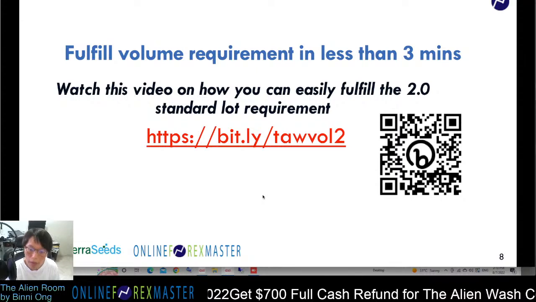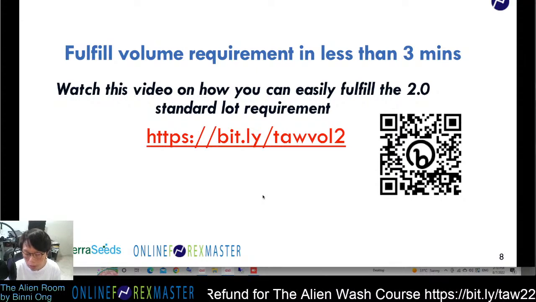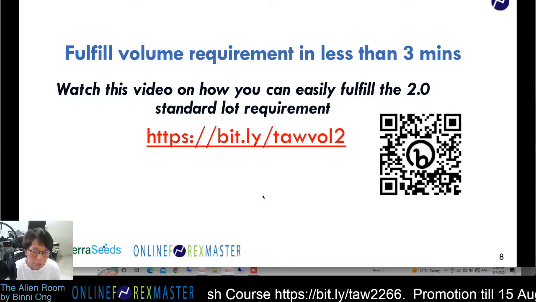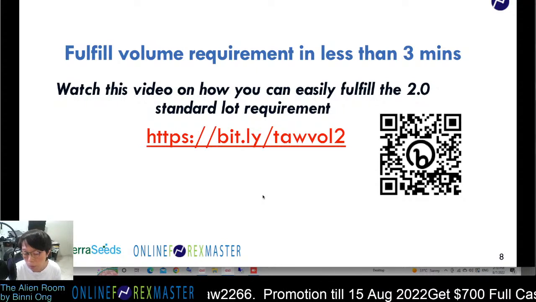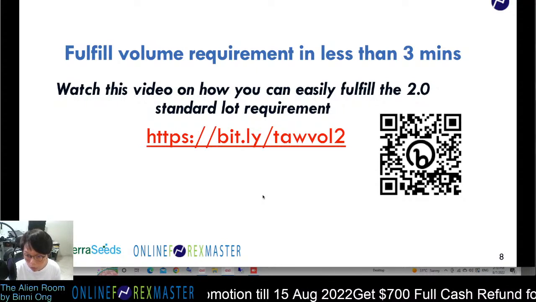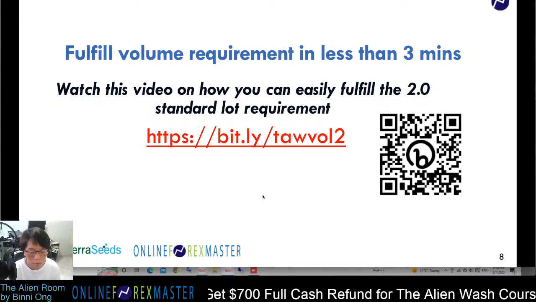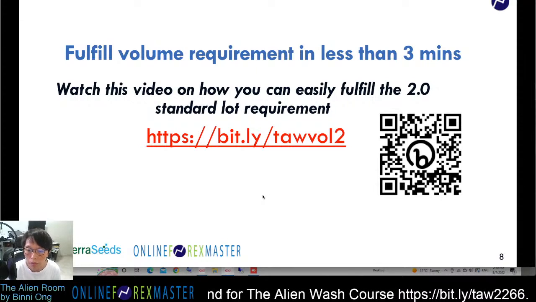Yes, you can trade and then accumulate that. Or if you want to fulfill that very quickly, you can try this method. Okay, so that will get the two standard lots fulfilled, right? In less than 3 minutes or maybe less than 5 minutes. You will incur some losses, which is your spread. But you know, spread might be like $30, but you do get $700 back into your account.